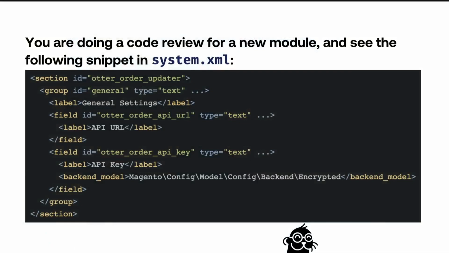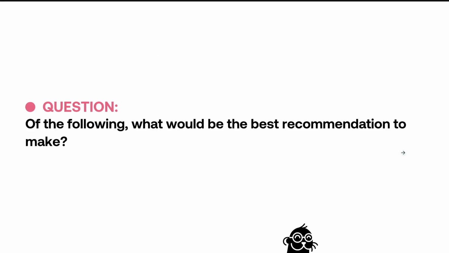You are doing a code review for a new module and see the following snippet in system.xml. And obviously we see the code here, pretty basic, just going through setting a couple additional fields, creating a new, obviously, section and group for those fields based on the functionality that's getting created in the module. And so it is going to be involving some updates to the orders. So we look through that code snippet, and the question here is, of the following options, what would be the best recommendation to make?